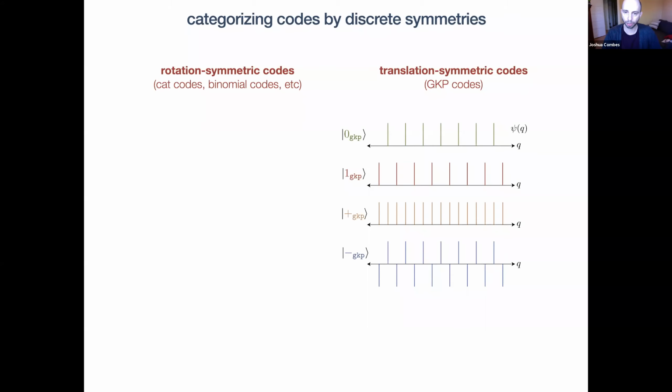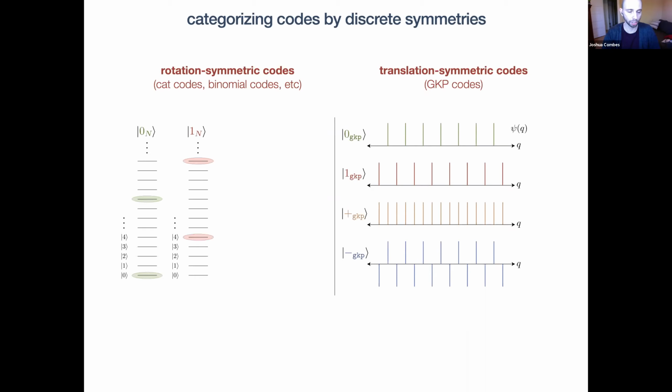And the structure of these codes has already told you roughly how the operations work. In the position representation, we can see that we just have to displace 0 to 1. And then if I was to show you the momentum, I said that it looks very similar. So again, it's going to be a displacement to take you between plus and minus.